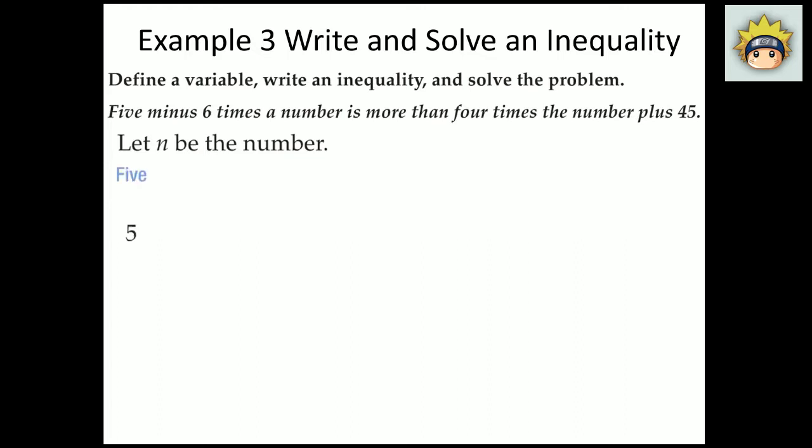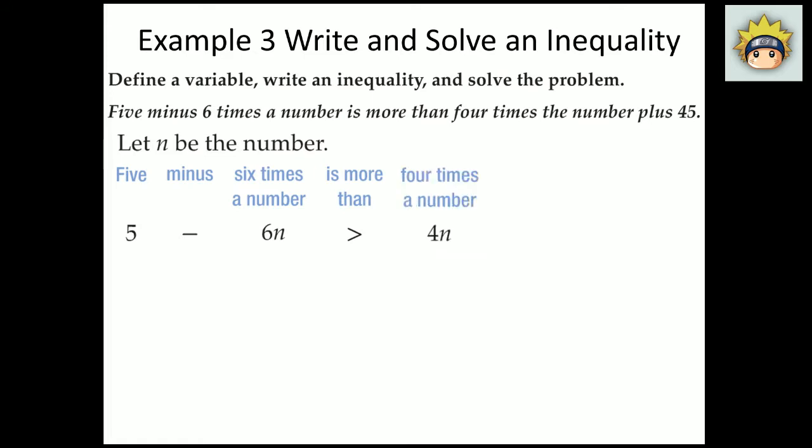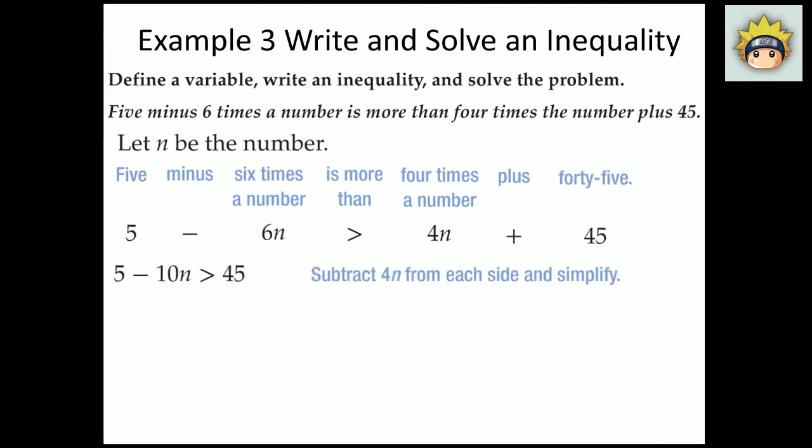So the first part of the sentence is 5. So I wrote 5. Minus is the subtract symbol. 6 times a number is 6 times n. The times is an indicator of a product or a multiplication. Is more than is the greater than symbol. 4 times a number, again times is referred to multiplication, so it's 4 times n. Plus is the addition symbol. 45 is just the number 45. So when we put this in the inequality, it becomes 5 minus 6n is greater than 4n plus 45.